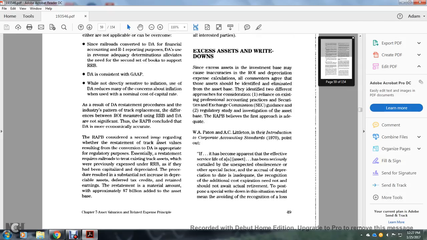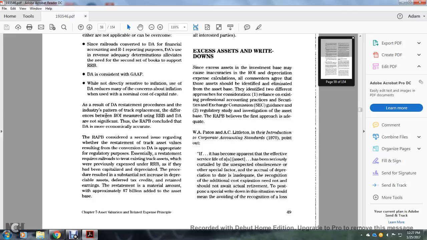As a result, for the depreciation accounting restatement procedure, given the industry pattern of track replacement, the difference between the return on investment measured using the railroad retirement betterment method and depreciation accounting is not significant. The Railroad Accounting Principles Board concluded that depreciation accounting is more economically accurate.